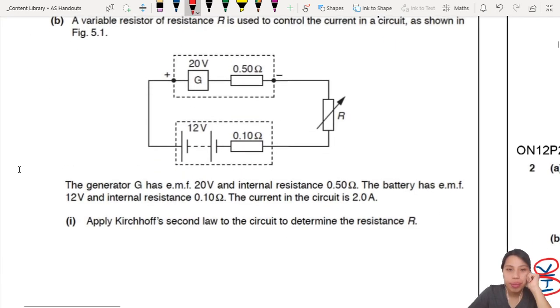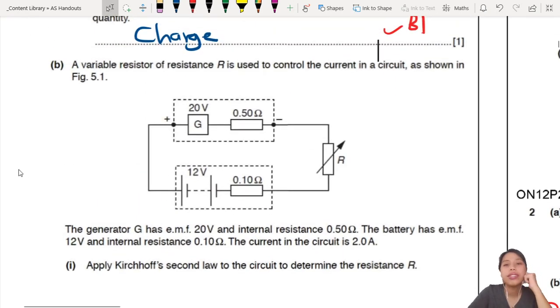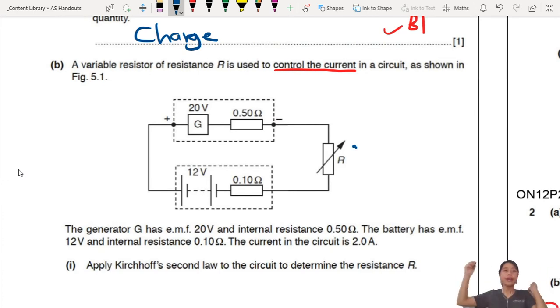Anyway, this one. Variable resistor of resistance R is used to control the current. Yep, variable resistors like rheostats, potentiometers, these are used to control current, because how else are we going to control current? You either change the EMF or you adjust the variable resistor. Here you have a generator G, so it's also creating electricity here.